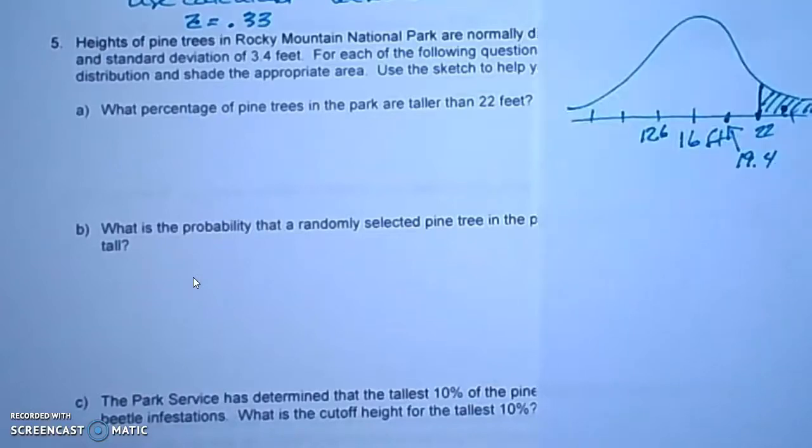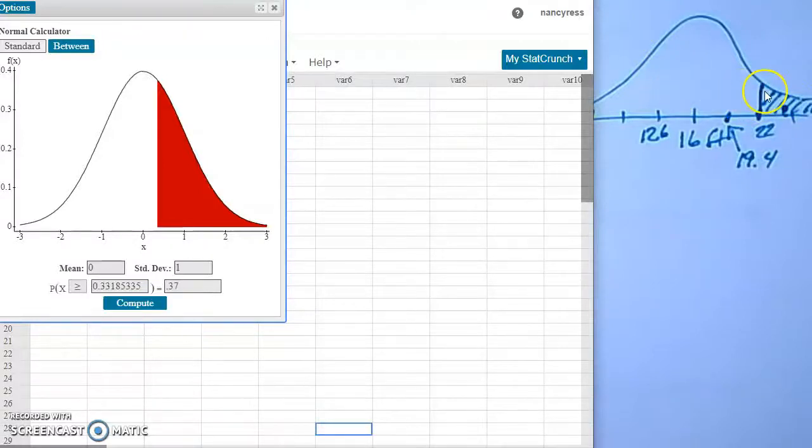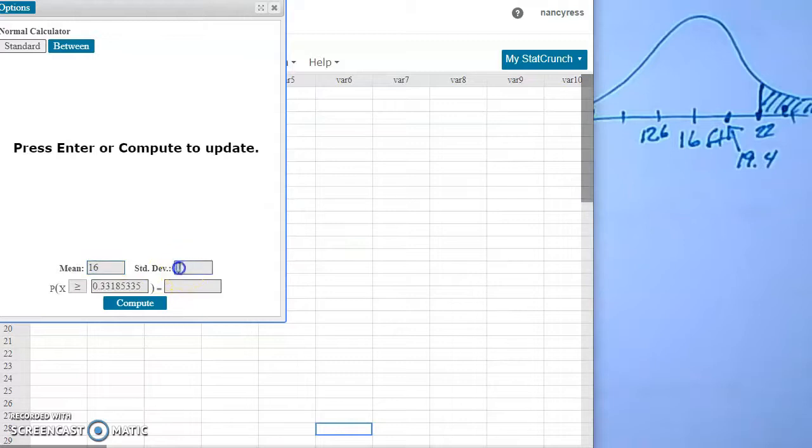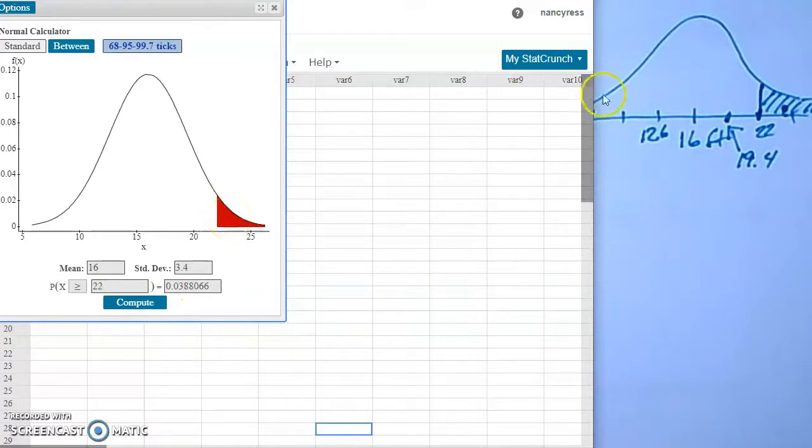So now we're going to use our normal calculator in StatCrunch. And this time, since we drew the sketch already, we want to make sure that what we come up with ends up looking like that sketch. One thing we're going to have to do is change the mean to 16 and the standard deviation to 3.4. And then we want x to be greater than or equal to 22. We want the inequality to point to the right because what we were doing here was going to the right. So now we've got this picture which matches what we had here, and we have our area or probability in this box.